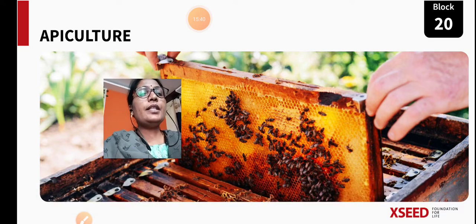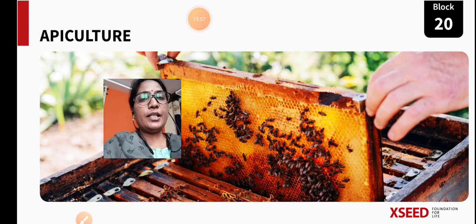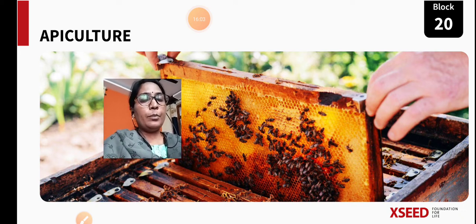You can see in the picture how honeybees are collecting honey, and how they are being reared in these boxes very clearly. It is so interesting to observe how the honeybees collect the honey. Naturally, it's happening every time around us, but we don't notice it. But it's wonderful to watch this.